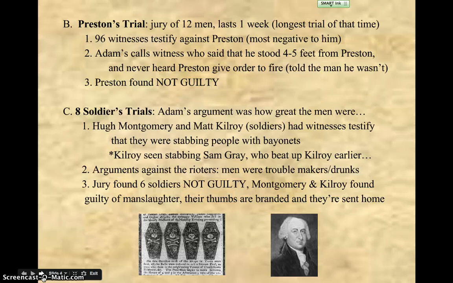And again, John Adams defends them, saying that these are great men, these soldiers who are good people. They were upstanding citizens. They were the ones in the city trying to get jobs and help out. He explained that these two men, Hugh Montgomery and Matt Kilroy, who were two of the soldiers, were the ones that actually, if you go back to the painting from before, those are the two men right over here with their guns drawn, shooting directly at people.